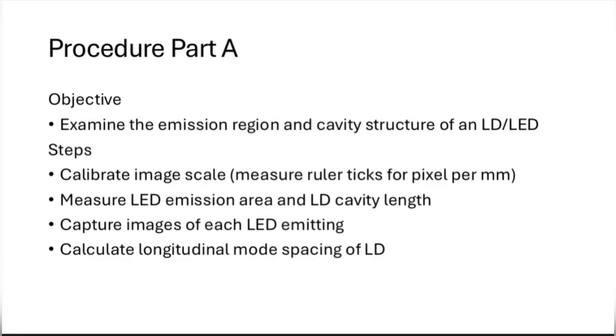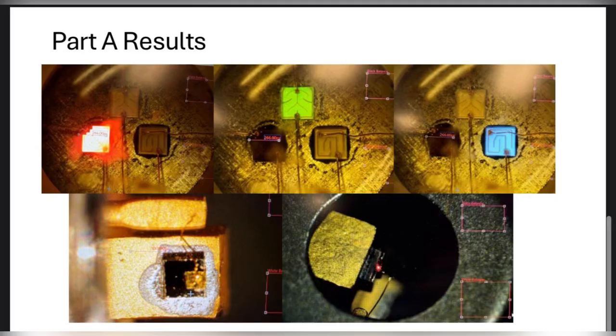So in part A, our goal is to examine the emission region and cavity structure of both a laser diode and an LED. We began by calibrating the image scale using a ruler to determine the conversion between pixels and millimeters. We captured images of the LED emitting at 3 different colors by adjusting the drive current, and recorded the cavity length of the laser diode. On the bottom left, we measured the cavity length of the laser diode to be the black square, and on the bottom right, we have lasing at a very low drive current.